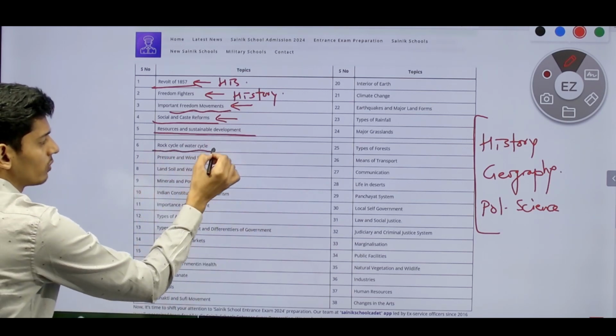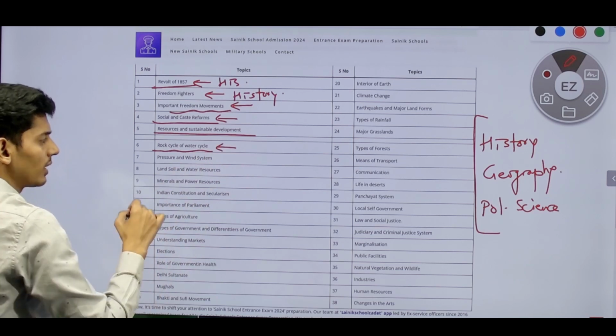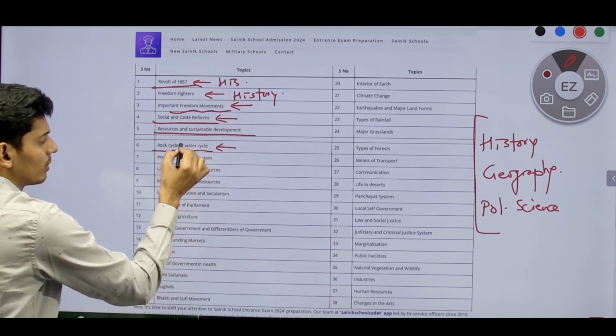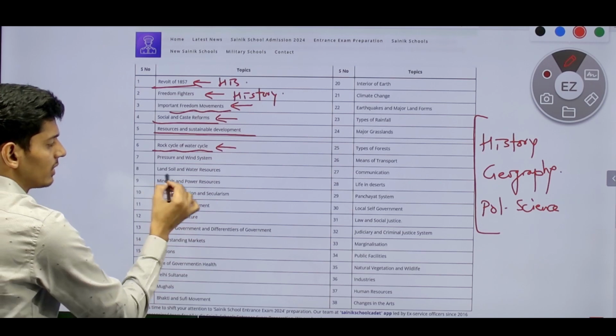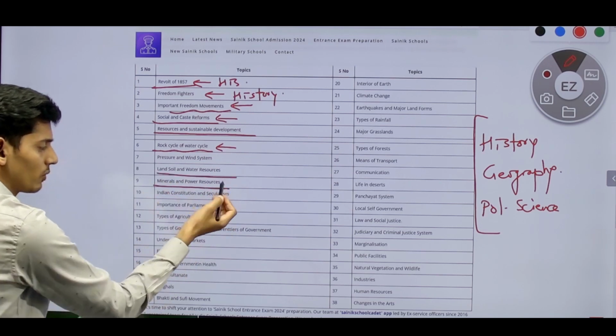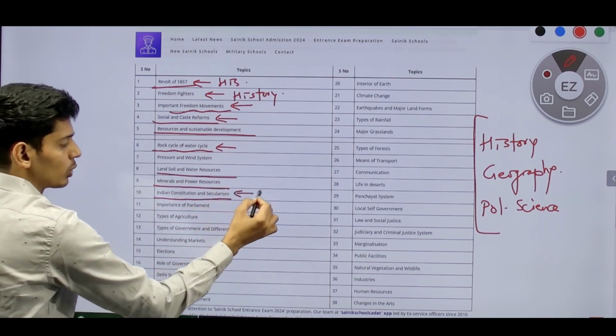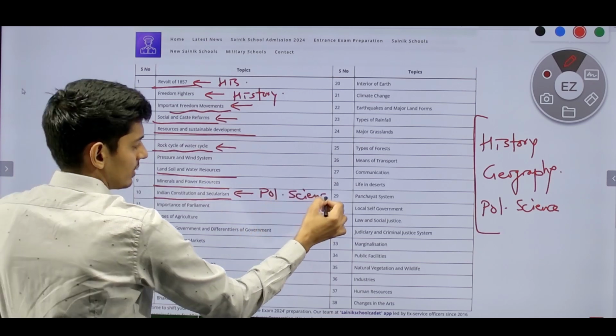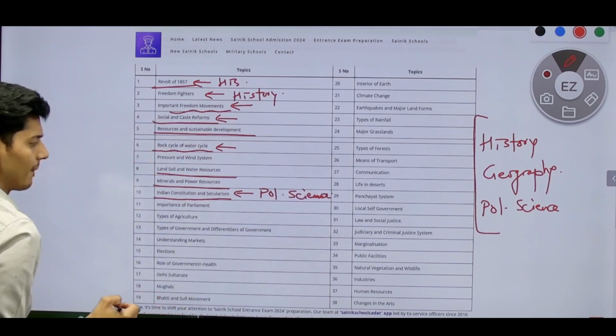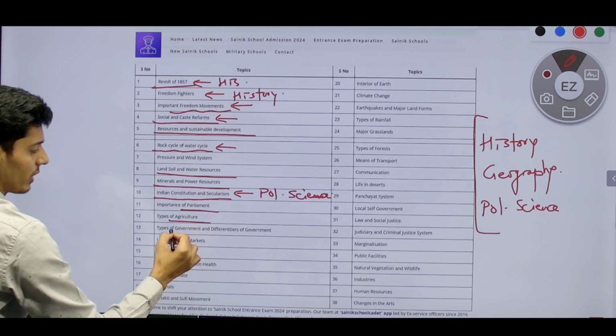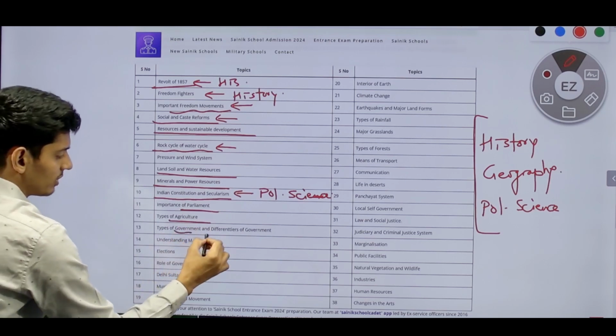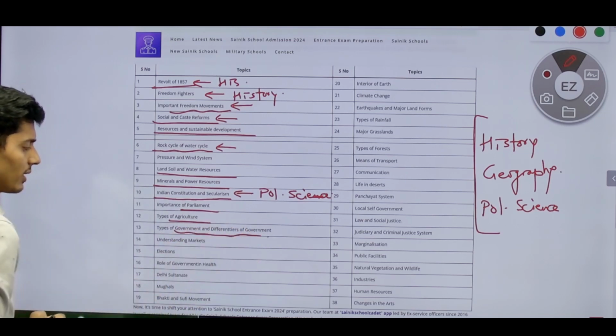Then we have rock cycle, water cycle probably. And pressure and wind systems, land, soil and water resources, as you can predict, these are all from geography. Indian constitution is from political science. And secularism, this is what you need to cover. Then you have importance of parliament, types of agriculture. Okay, I hope this is making sense. You have to segregate these.